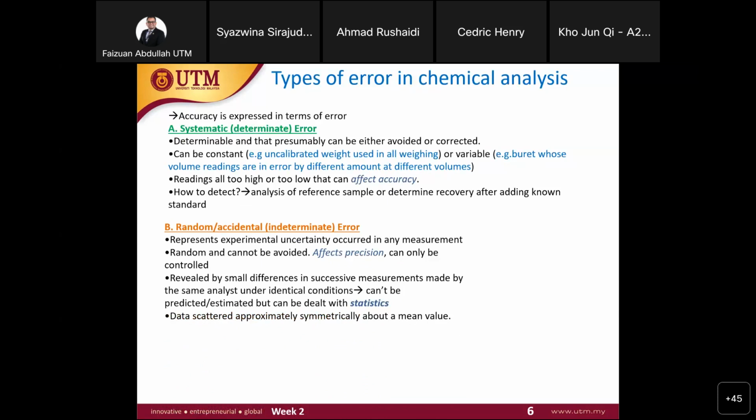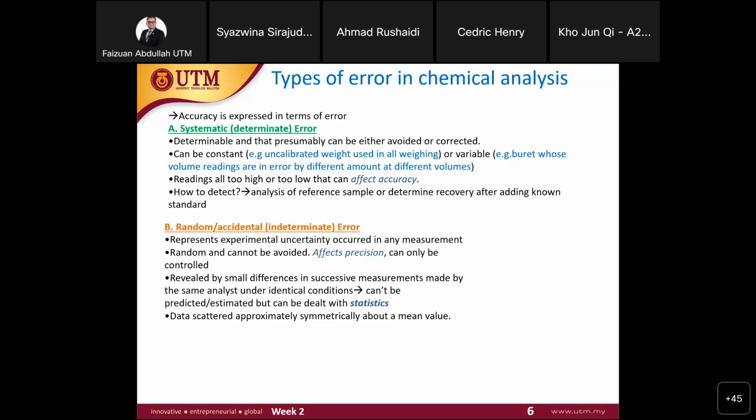All right. So accuracy is expressed in terms of error. The first one is systematic error. It is determinable, and presumably can be either avoided or corrected. It can be constant, for example an uncalibrated weighing balance, or variable, for example a burette whose volume readings are in error by different amounts at different volumes. Readings that are all too high or too low can affect accuracy. How to detect it: analyze a reference sample, or determine recovery after adding a known standard.